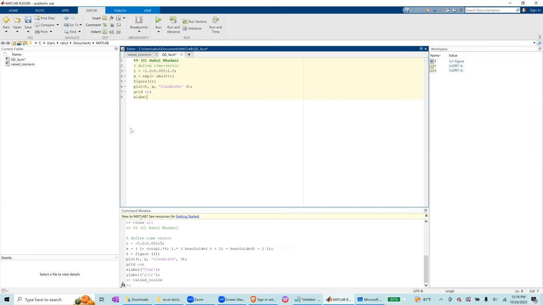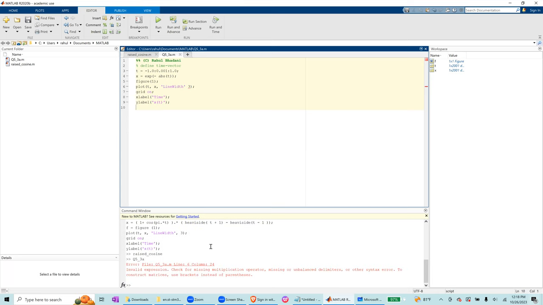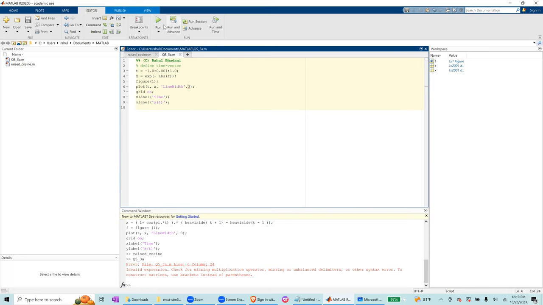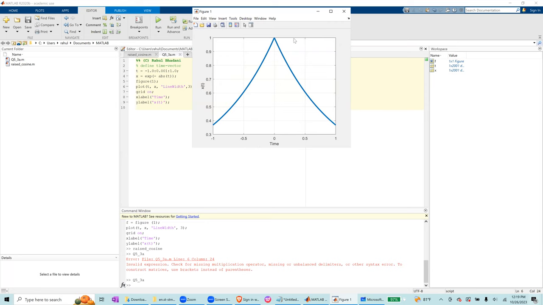X label, time, Y label, x of t. Okay, and let's run this. Hopefully it runs faster this time. So we missed a comma here. Okay, so we have this. As you can see, this is symmetric about the y-axis, so this is an even function.